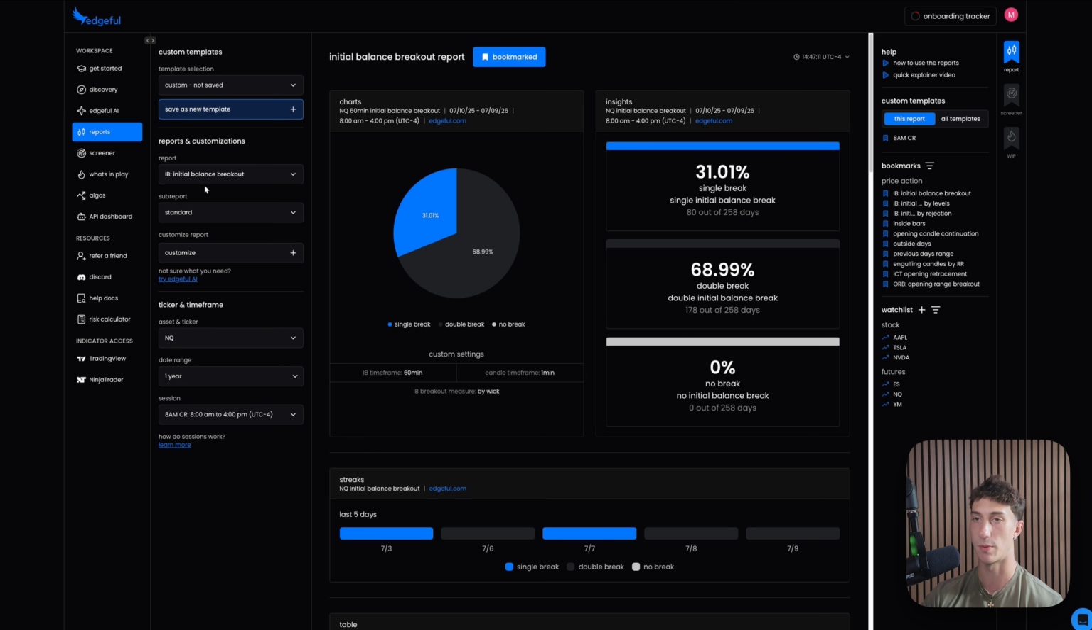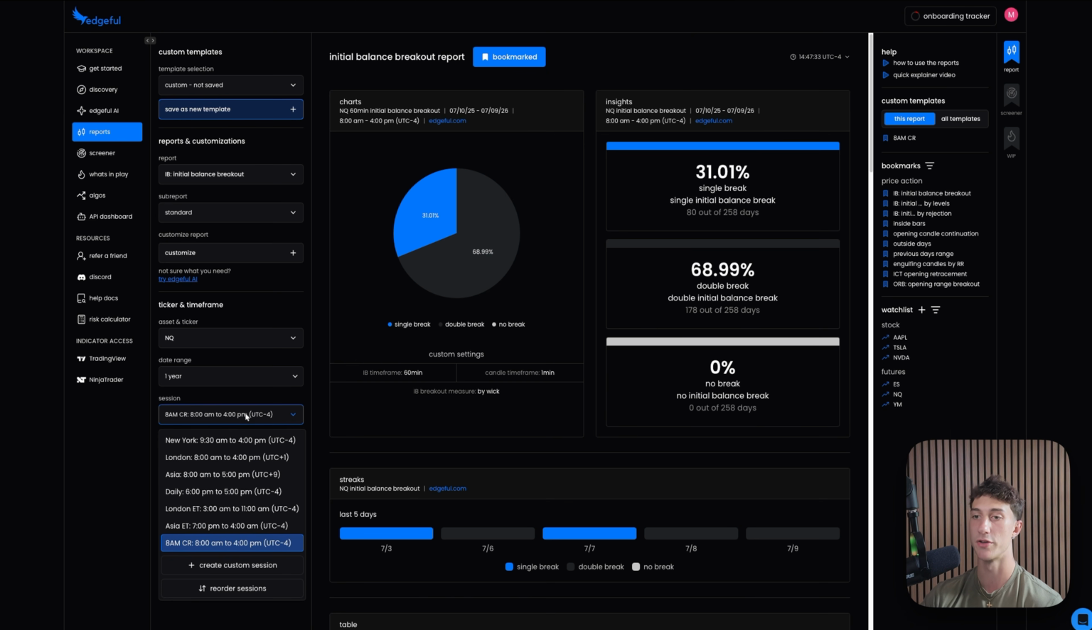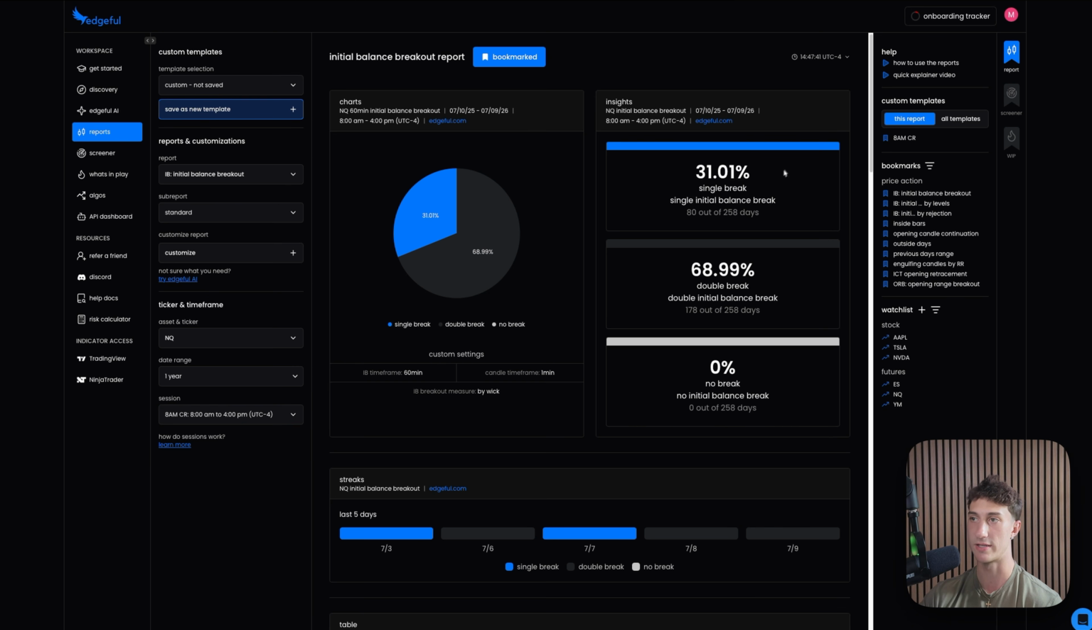Now, this is a custom report that I built using the initial balance breakout starting at 8 a.m. Eastern. So what this is measuring is the percentage of times that price broke out of this 8 to 9 a.m. range over the past year. This is also only during New York session from 8 a.m. to 4 p.m. Eastern. So a single break would just mean that one side of the range gets taken out.